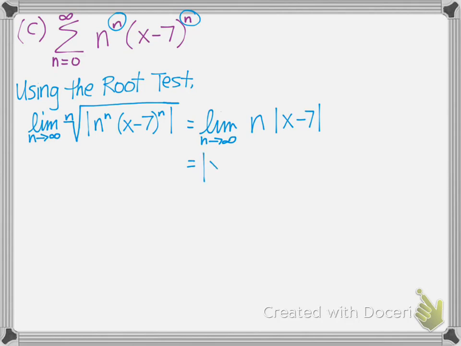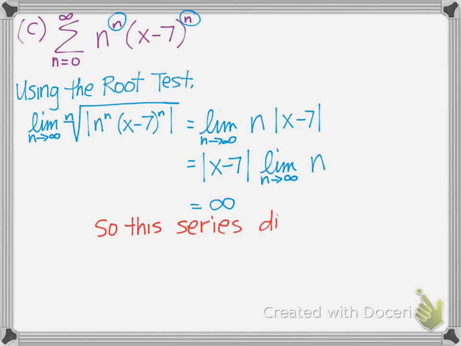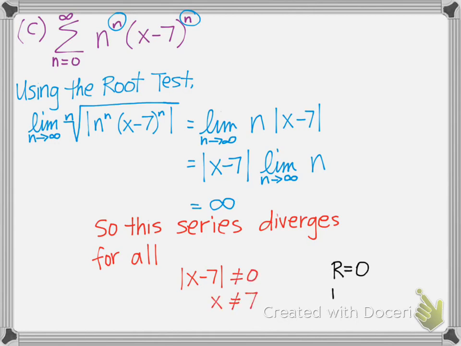And then if I pull that absolute value of x minus 7 out, I'm left with this, which will go to infinity because the limit as n approaches infinity of n is infinity. So it won't really matter what the x minus 7 is. And so I know that this series is going to diverge as long as x minus 7 does not equal 0. And that's because if the x minus 7 was equal to 0, then our limit would be 0, which is less than 1, which would make us converge.